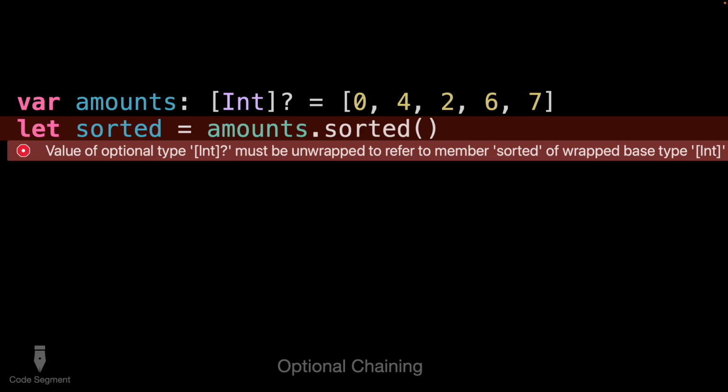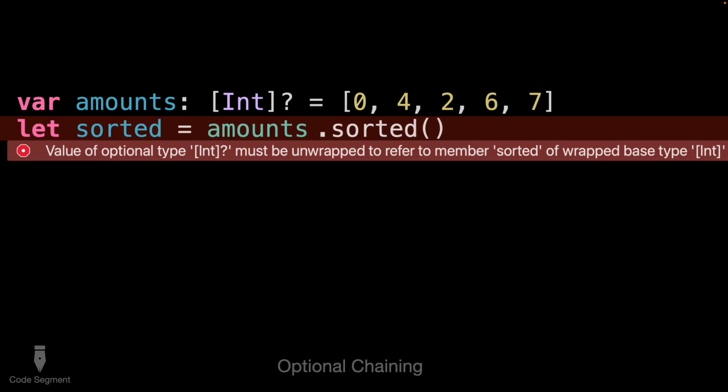So it's like, hey, you have to do something about this. You have to unwrap this. You have to tell us what to do, right? So you could use nil coalescing, and you could unwrap it and pass it into another constant and then call .sorted on that constant and then pass that. That's a little cumbersome. It's a little unwieldy. There's something else you can do instead. Instead, you can do optional chaining.